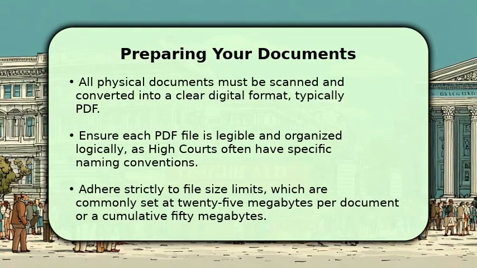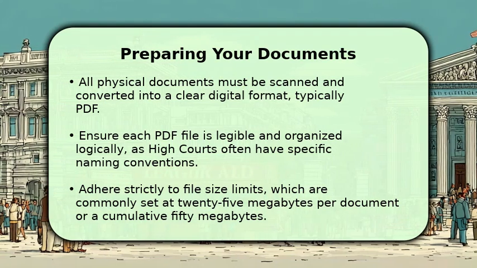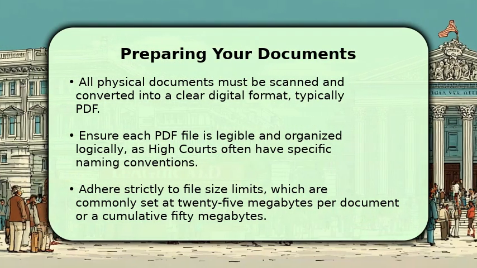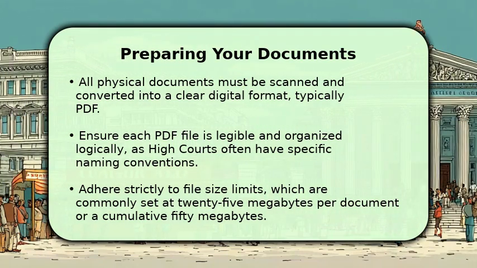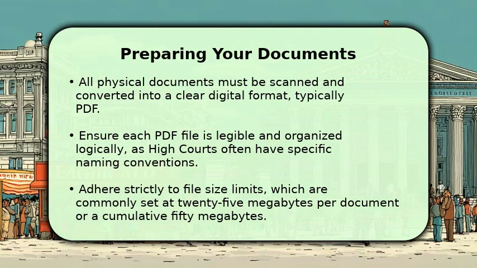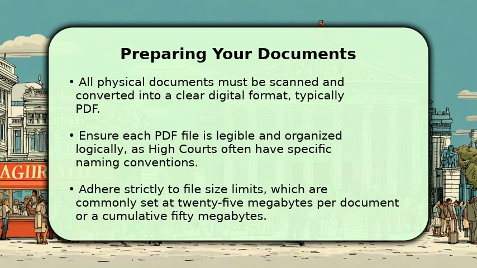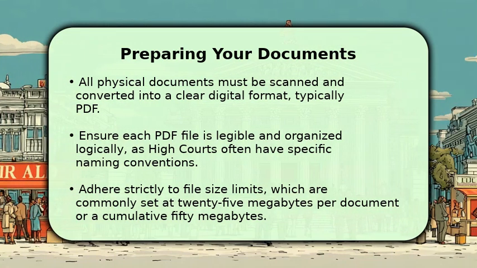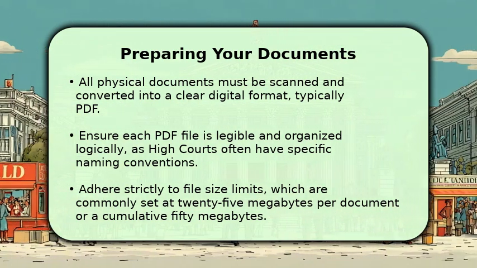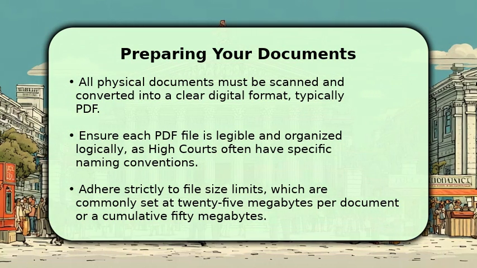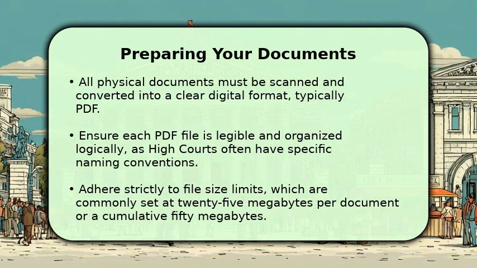Once you have gathered your physical documents, the next step is to convert them into a digital format. Each document, from your main petition to every supporting affidavit, needs to be a clear PDF file. Be mindful of the High Court's prescribed file size limits, often around 25 megabytes per document, to avoid upload issues.